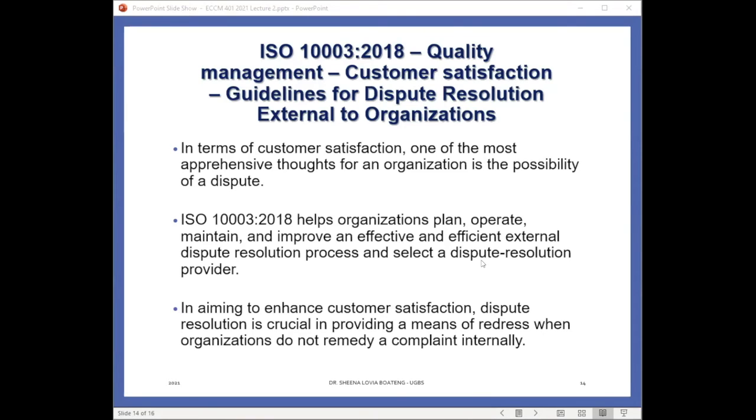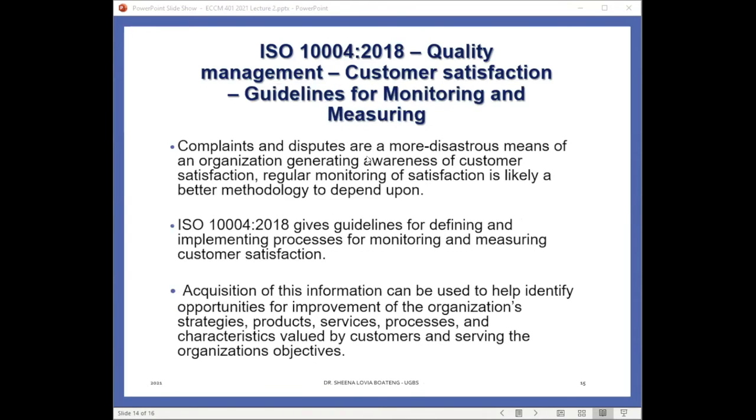All right. So now we move on to the star of the ISO 10001 series that is directly related to what we are going to be studying in this course. And that is ISO 10004/2018. And that refers to guidelines for what? Can someone read it out for me?